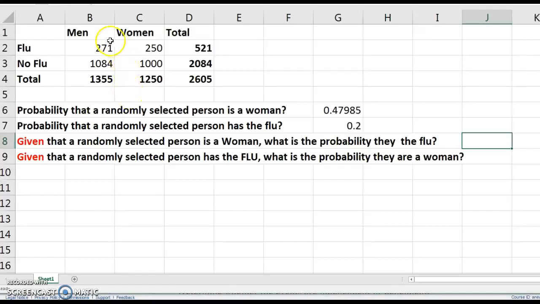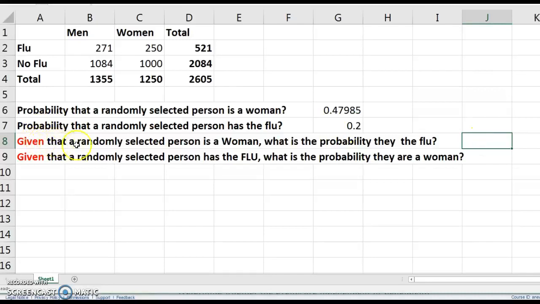So let's look at what we have from the table. What's the probability that you randomly select somebody and it's a woman? Well, there's 521 women. There's 1,250 total people in our study. So for this study, that is the probability of being a woman. What's the probability you get somebody that has the flu? This many people had the flu out of the total. So that's how you get the probability that someone has the flu.